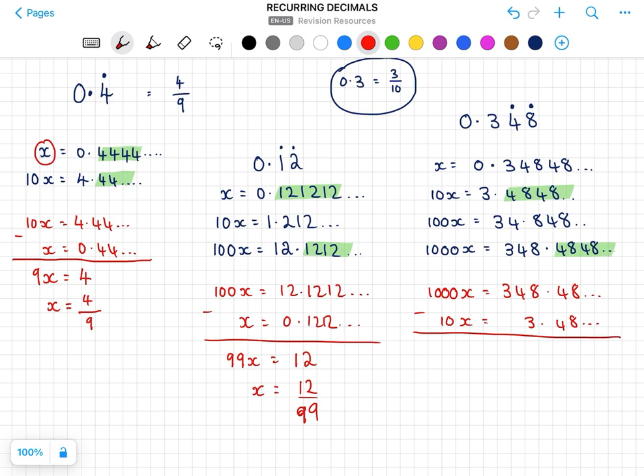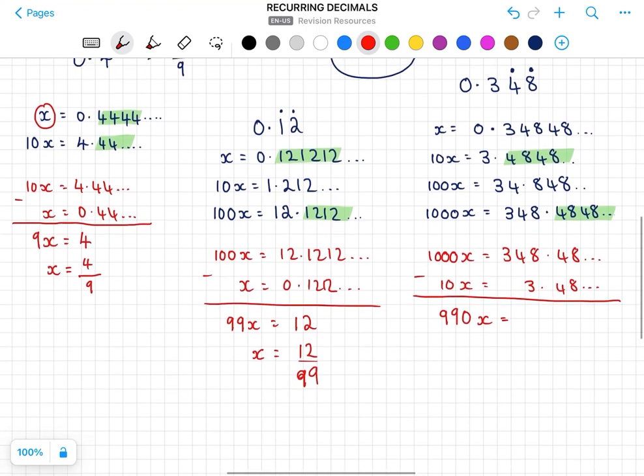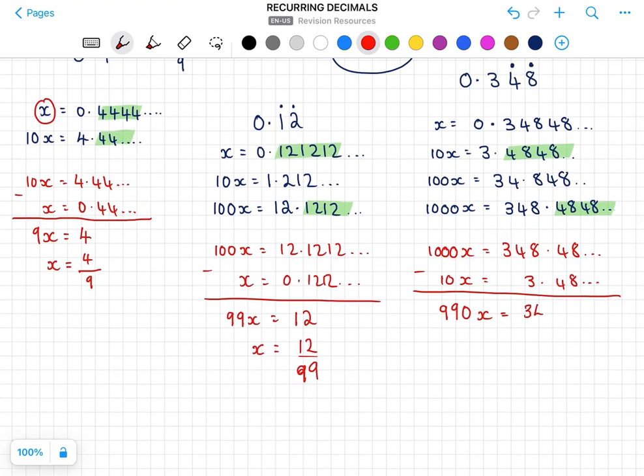Subtract them from each other. 1000 take away 10, 990x equals 348 minus 3, which is 345. Divide both sides by 990, that's 345 over 990. You may be asked to simplify your fraction or show that it simplifies.